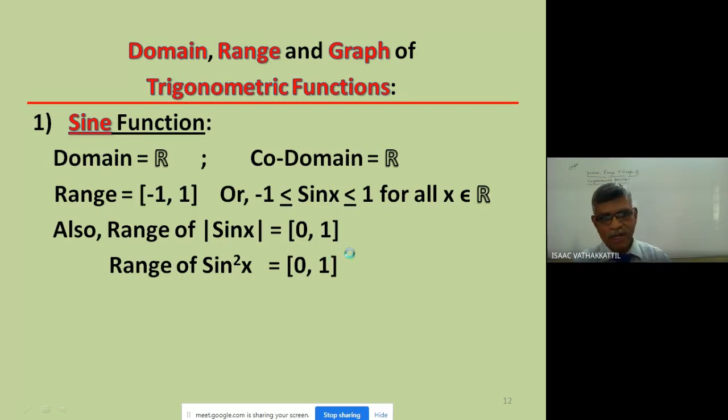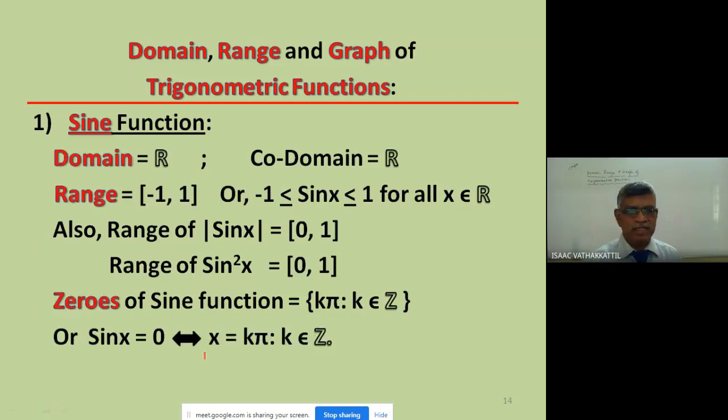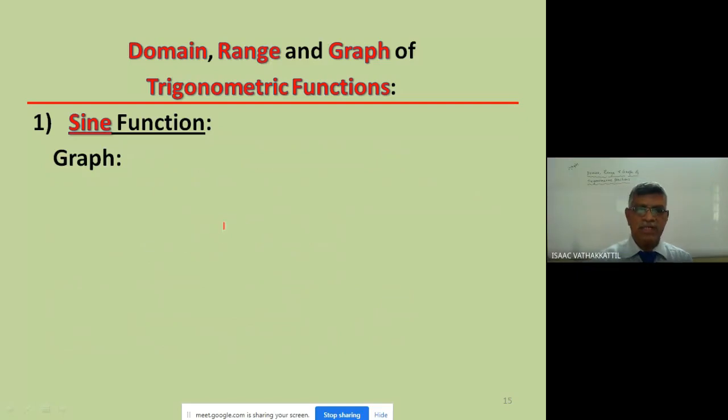Is it okay? What about zeros? Zeros of sine function is the set of k pi. That means sine x equal to 0 implies x equal to k pi, k belongs to Z. Sine pi, sine 2 pi, etc. are zeros. Sine 0 is 0. Sine minus pi is also 0. So the domain of sine function is R, range is -1 to 1, and zeros of sine is the set of k pi, k belongs to Z. How will the graph look like?